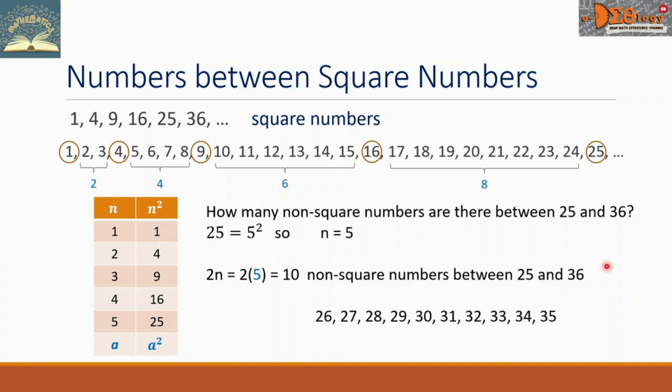We can list them down. 26, 27, 28, 29, 30, 31, 32, 33, 34, 35. So 1, 2, 3, 4, 5, 6, 7, 8, 9, and 10.